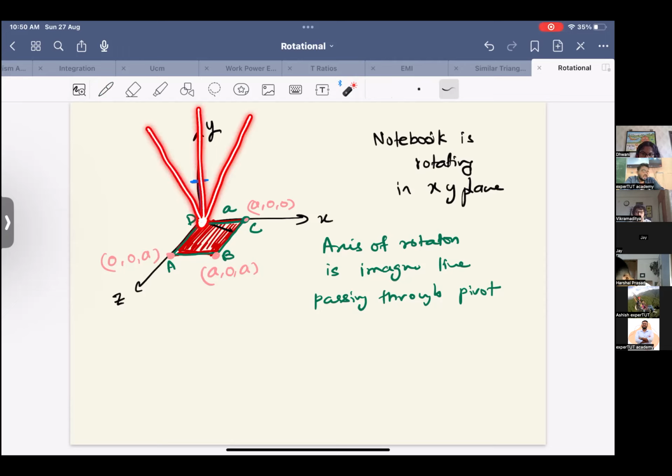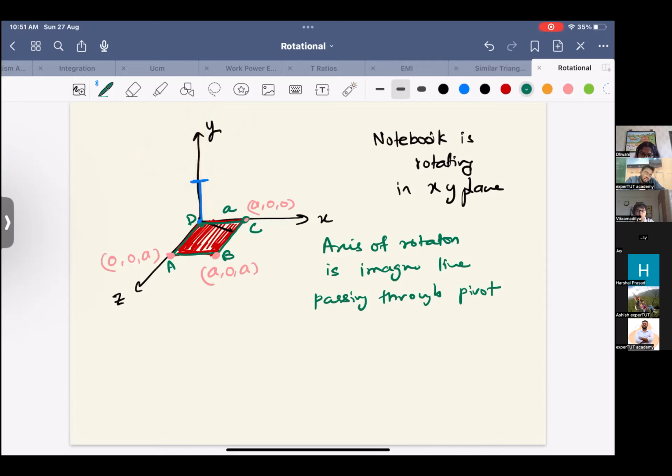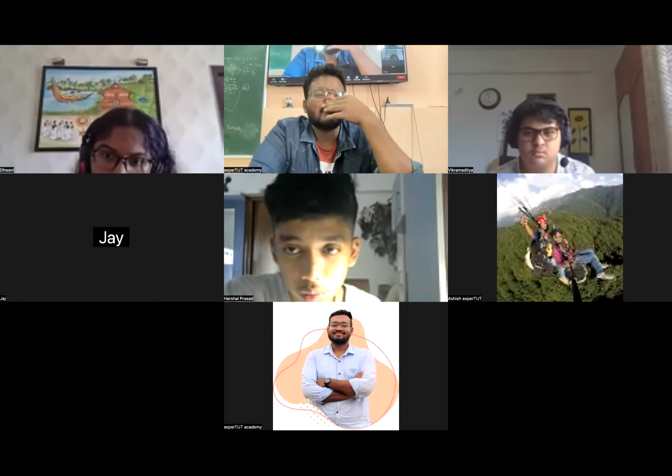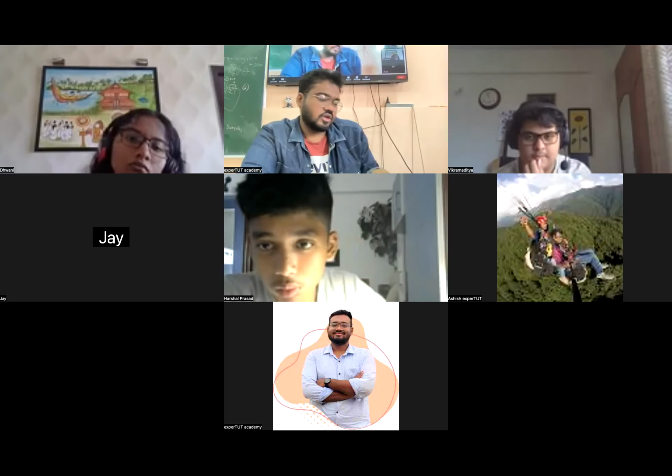So just defining a line which is passing through the pivot is not the axis of rotation. Out of these, which is the axis of rotation? Only this one is, these are not, right? So we also write one more thing. It is perpendicular to the plane of rotation. It is perpendicular to... Sorry, wait.